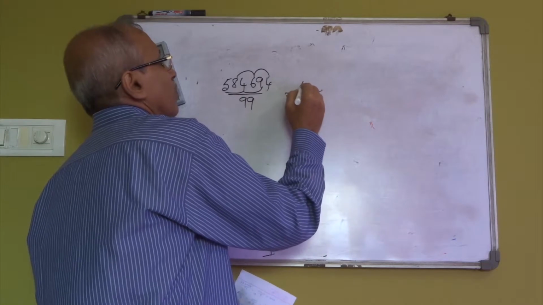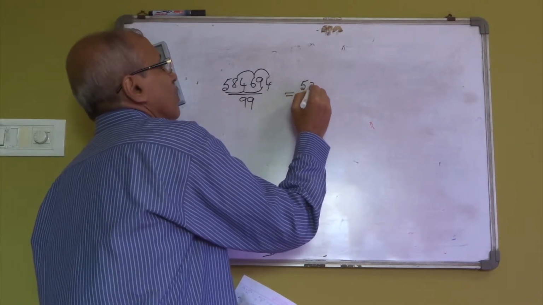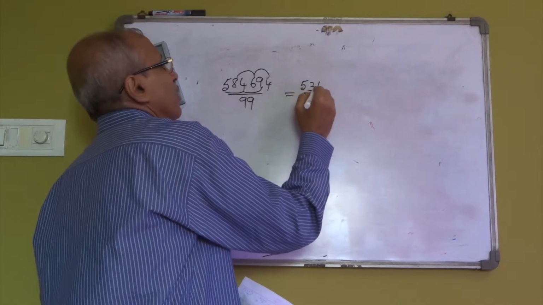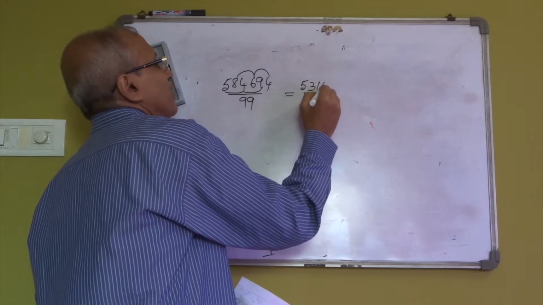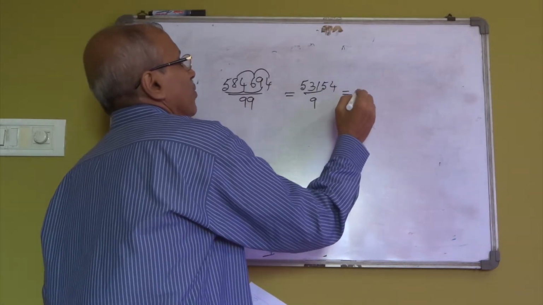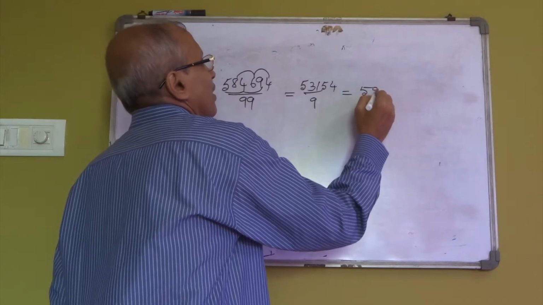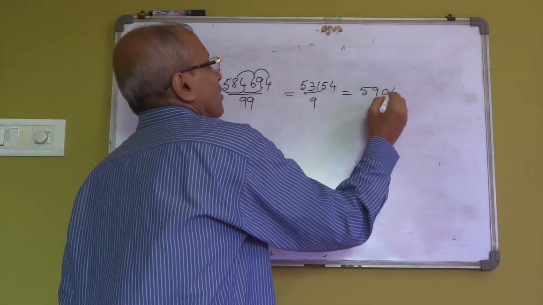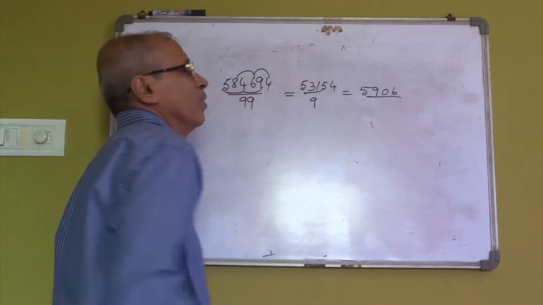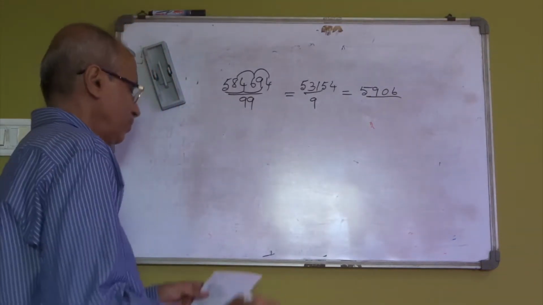11 5s are 55, remainder 3, 4. 7 3s are 21, 16, 1, 59. 11 5s are 55, remainder 4. Now divide by 9. 9 5s are 45, 9 9s are 81, and 6 is 52. You have got the ready answer. Let us see one more problem.